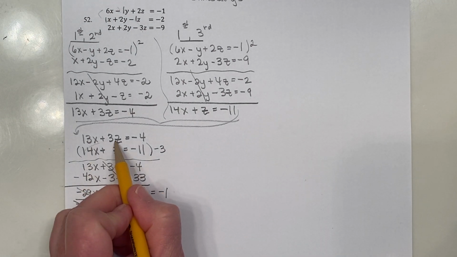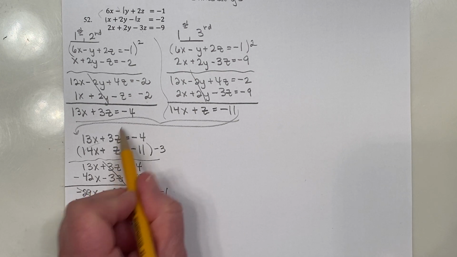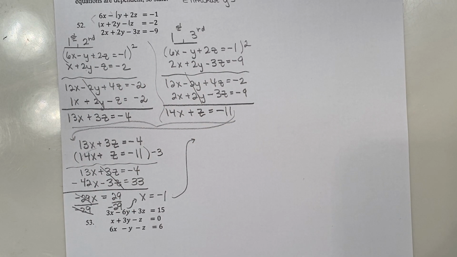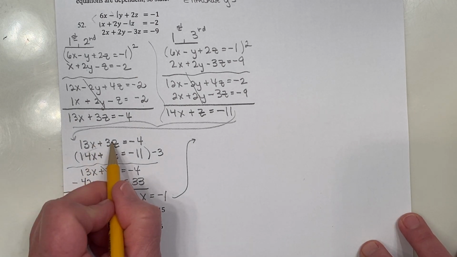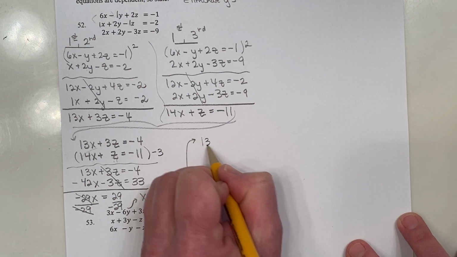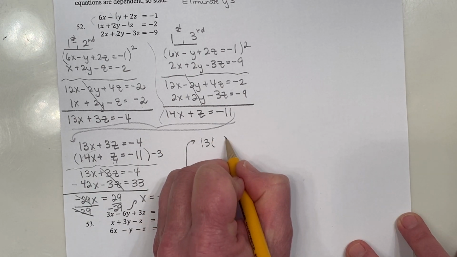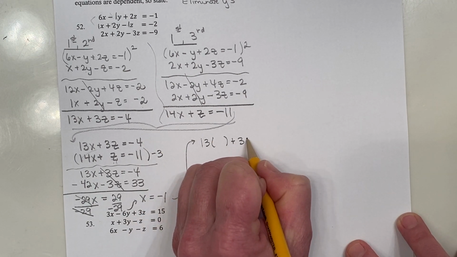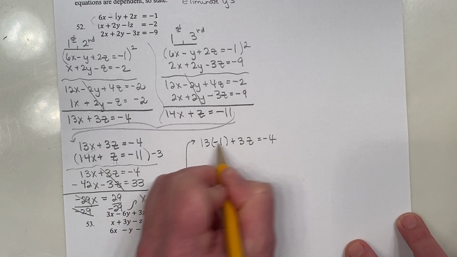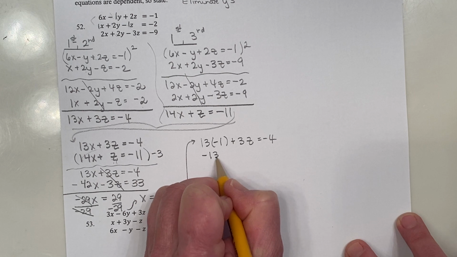So now I'm going to find z. I don't want to find y until the very end, at least in this problem. So now if I got x equals -1, choose one of these two equations to find z. So 13x, I'm going to leave a little space here. And then -13.